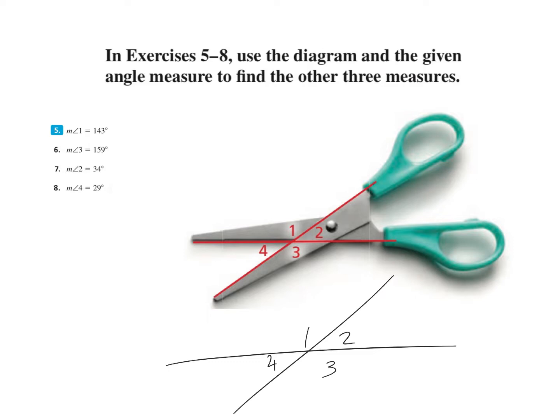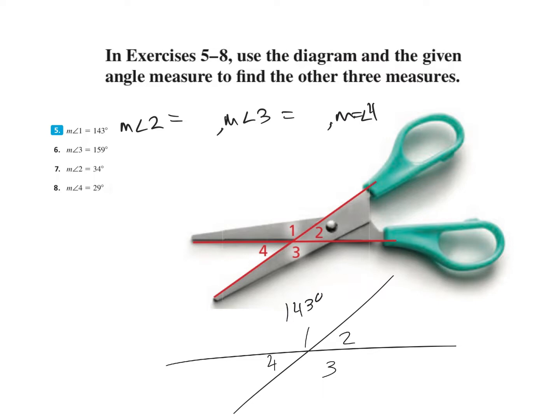So each one of these, 5, 6, 7, and 8, are individual problems. So because angle 1 is 143 degrees in number 5, that doesn't mean angle 1 is 143 degrees in number 6. So you're doing all new problems here. So number 5, angle 1 is 143 degrees. Okay, now you're supposed to figure out everything else. So the measure of angle 2 is equal to something, the measure of angle 3 is equal to something, and the measure of angle 4 is equal to something. Okay, so let's figure this out.